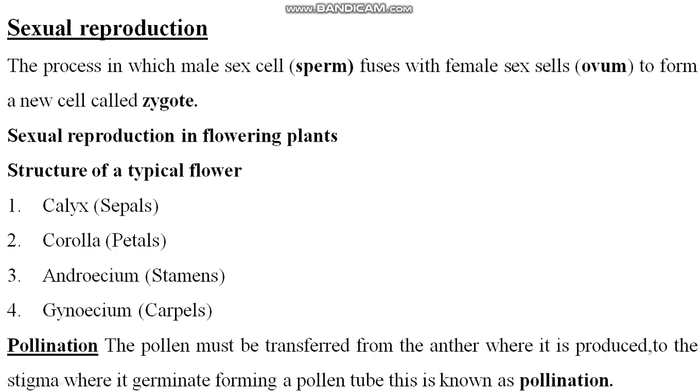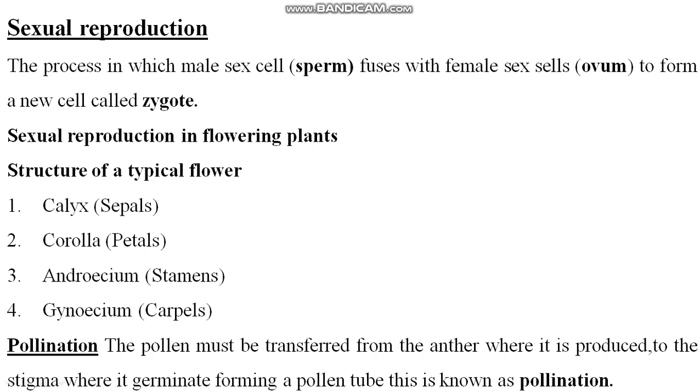The green colored leaves present beneath the flower are called calyx, and the unit of calyx is called sepals. The colored part of the flower is called corolla, and the unit of corolla is called petals, right. The male part is called androecium and the unit is called stamens, and the female part is called gynoecium, the unit is called carpels.